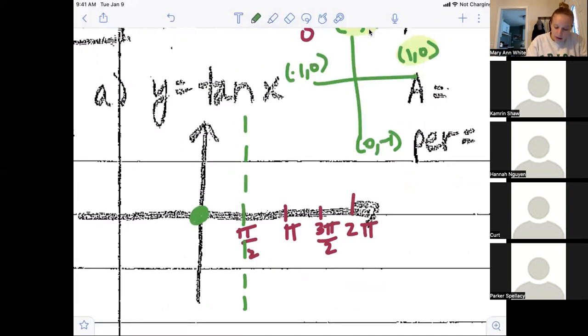Okay, when I get to my 180, my tangent is 0 over -1, which is also 0. So my point at pi is 0. And then at 3 pi over 2, it's -1 over 0, which is another undefined. Erase some of this nonsense.